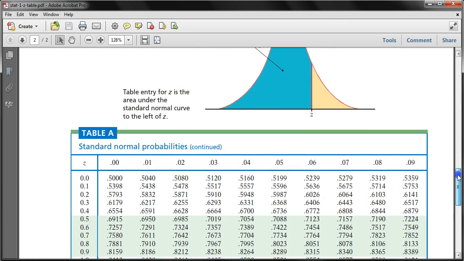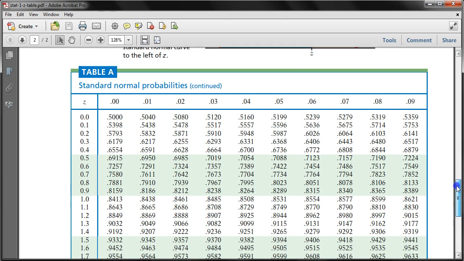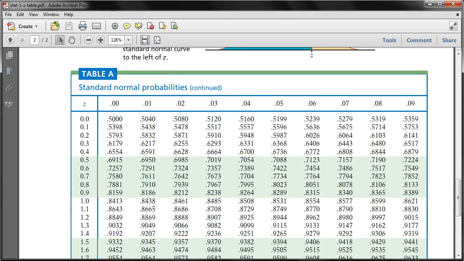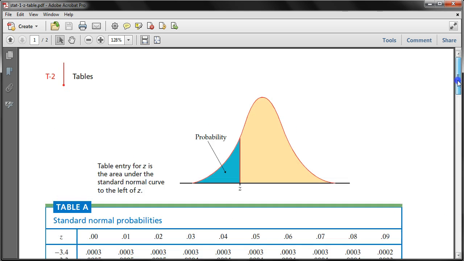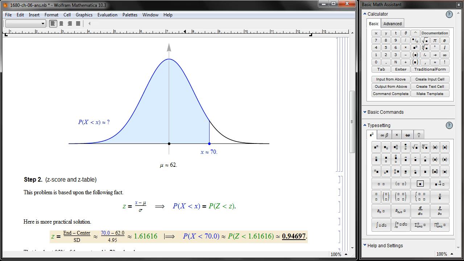To the second page, 1.6, so we have to look at the 1.6 row as highlighted, and the second decimal digit is 2, so you have to look at this column for 2. We end up with 0.9474. That should be the answer. So approximately speaking, about 95% of the cars are driving at 70 miles per hour or less.